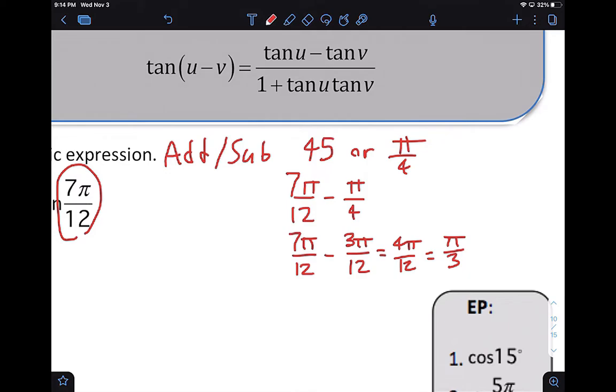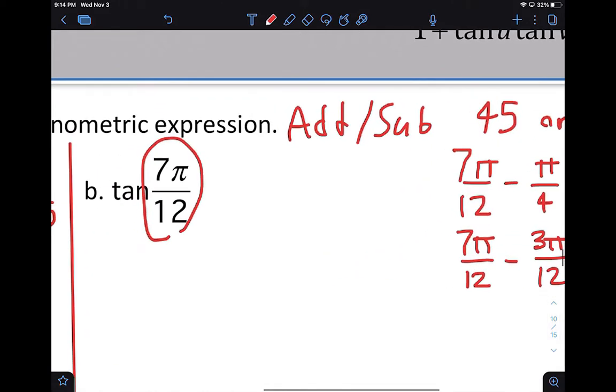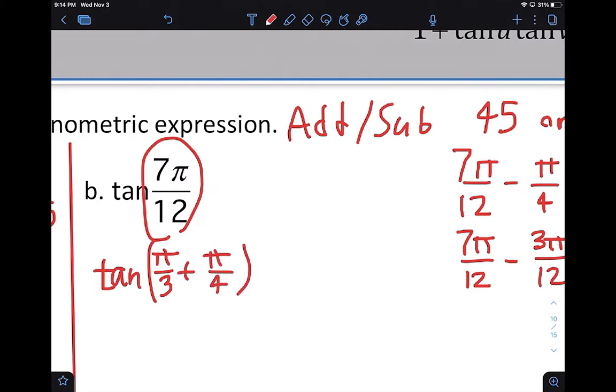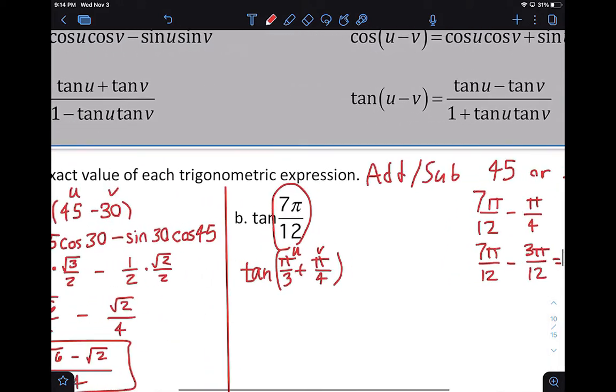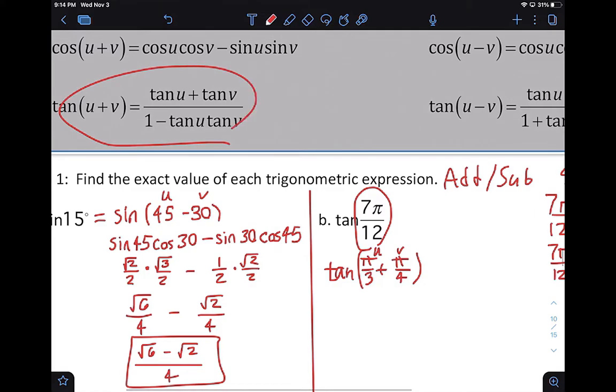So add or subtract pi over 4. Now what I know here is pi over 3 plus pi over 4 actually comes out to 7 pi over 12. I'm going to write that out here. I'm going to write tangent, and then let's see, my notes here, I put pi over 3 first. Got some filled in notes here to the side. And then that'll be plus pi over 4. All right, this is going to be your u, and this is going to be your v, and then we're going to go up to the tangent formula, which is up here, top left.